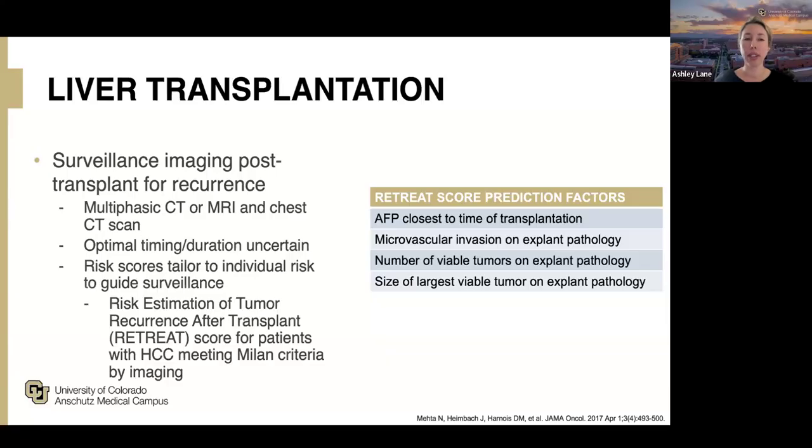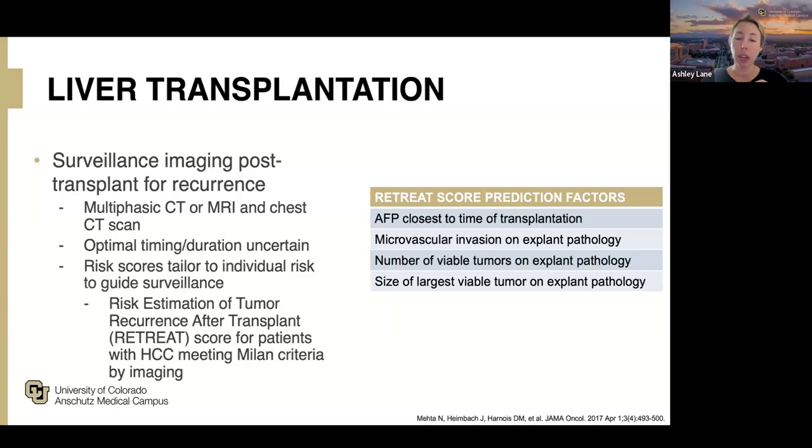So the current guidelines, as you can imagine, like we talked about, we need good contrast-enhanced imaging. So either a multiphasic CT or MRI, plus that chest CT scan we get to surveil. The optimal timing and duration of surveillance is not established, but we do use risk scores to tailor to individual risk and guide decision making based on the patient. So one of those risk scores is the Risk Estimation of Tumor Recurrence After Transplant, or the RETREAT score, in those who had HCC meeting Milan.